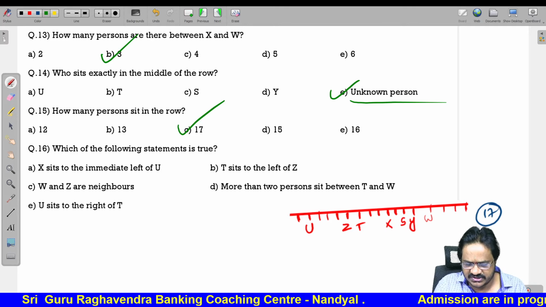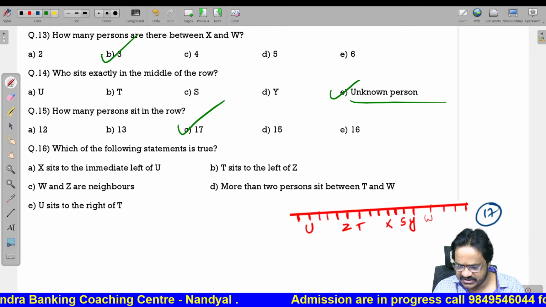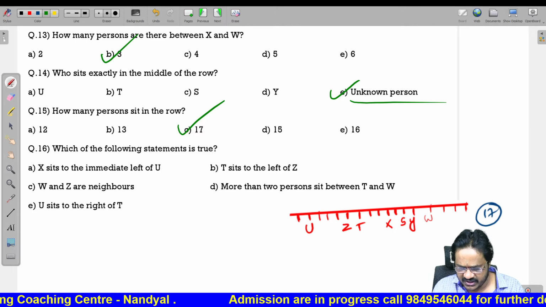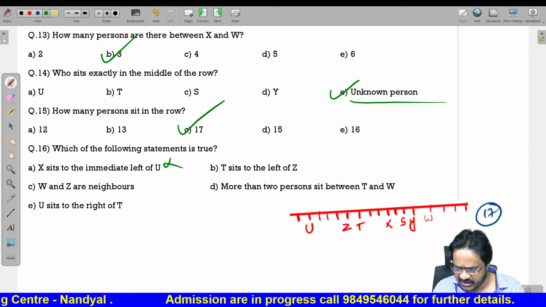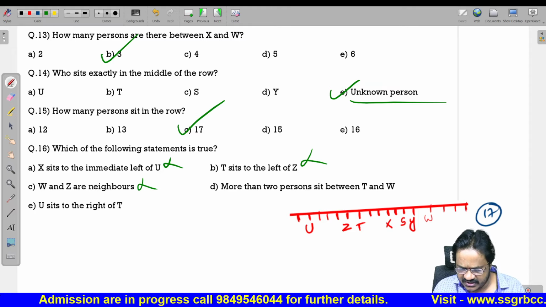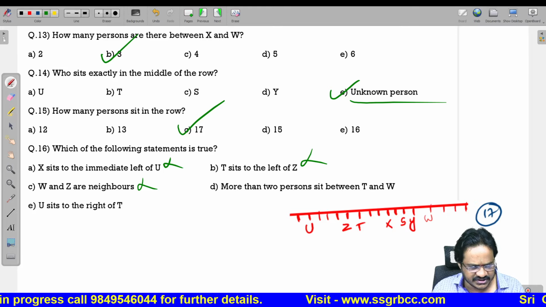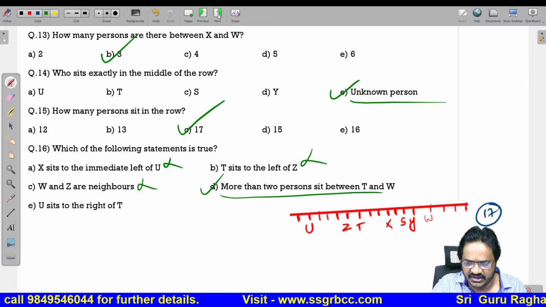How many persons are sitting in the row? 17. Which is the true statement? X is to the immediate left of u, not correct. T is to the left of z, not correct. W and z are neighbors, not correct. Then more than 2 persons sit between t and w is definitely correct. Fourth one is definitely correct one.